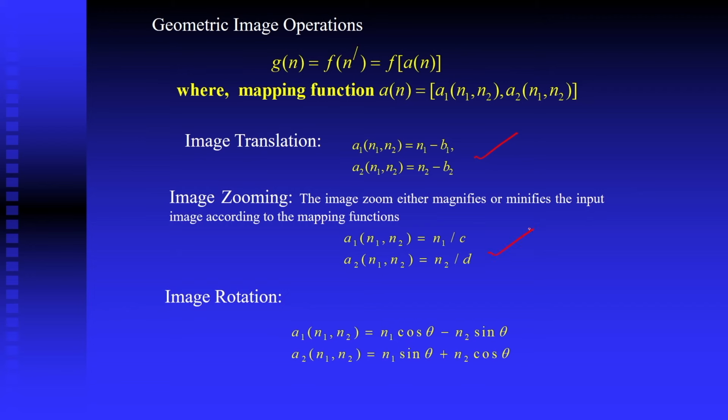The second example is also, if you see, the coordinate n1 is divided by c, the coordinate n2 is divided by d. So that means I can zoom the image, zoom in and zoom out I can do. I will explain this one, zoom, later on. So this is also a geometric image operation, and this is one example of image rotation, that I can rotate the image. So for the rotation, the transformation matrix is cos theta, minus sin theta, cos theta. So by using this transformation matrix you can rotate an image.